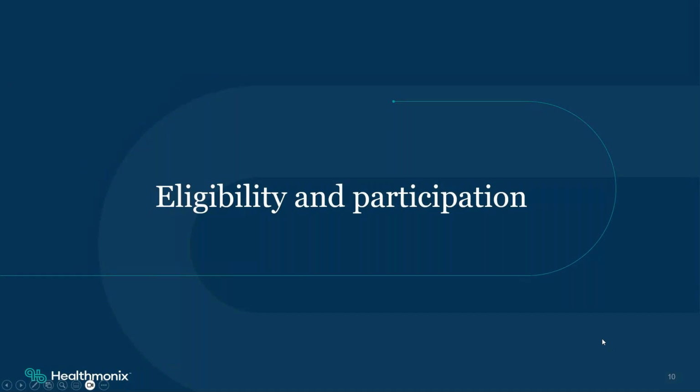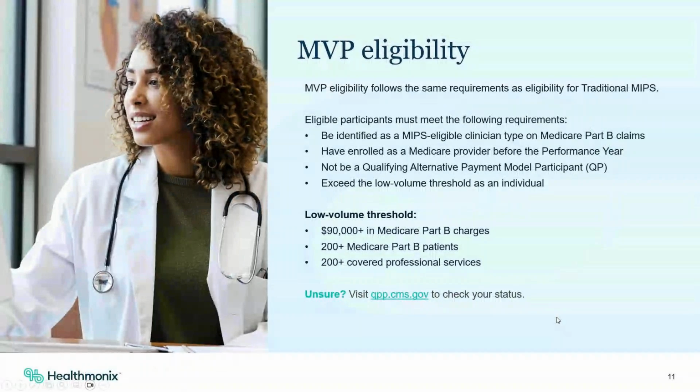All right. Eligibility and participation. So MVP eligibility follows the same requirements as eligibility for traditional MIPS. The big difference is that you cannot opt in and report an MVP still. So that is there. You need to be identified as a MIPS eligible clinician type, have enrolled in Medicare before the performance year, so it can't be a new Medicare provider in the new year, not be qualified for an alternative payment, not be a QP, as well as you exceed the low volume threshold as an individual.